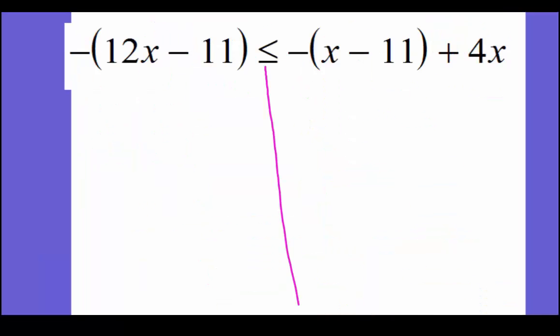Alright, in order to get rid of parentheses, you have to have a number in front of the parentheses. So if there's no number, it's always going to be a 1.